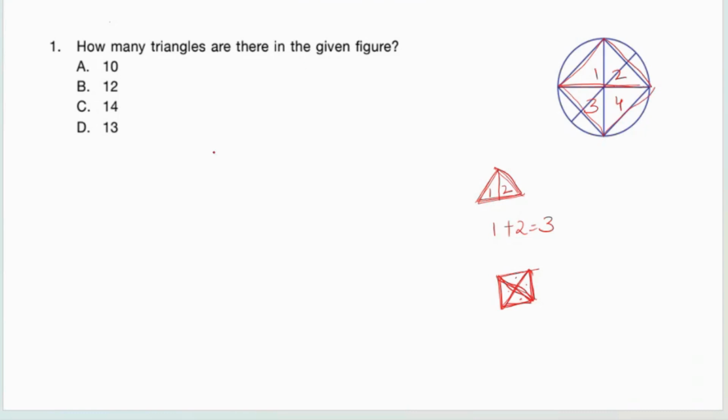You can also write separately 1, 2, 3, 4. Then 1 plus 2 is making 1 triangle. 1 plus 3 is making 1 triangle. 2 plus 4 is making 1 triangle. And 3 plus 4 is making 1 triangle. Right, everyone? Like this, 3 plus 4 and 2 plus 4 are also making triangles.